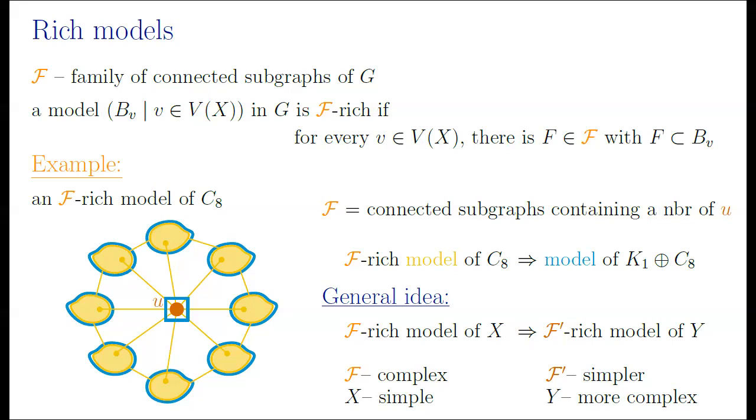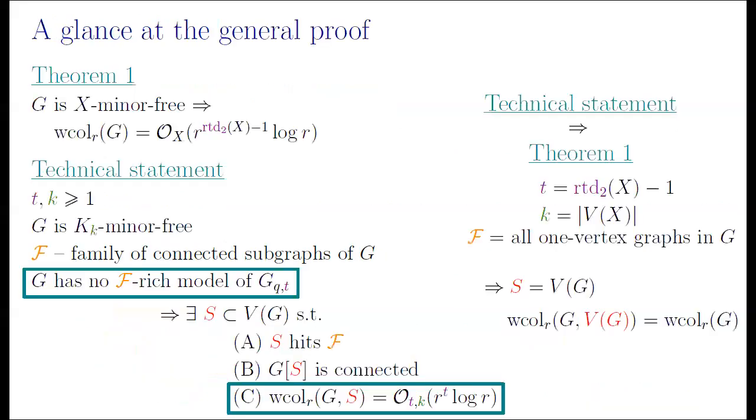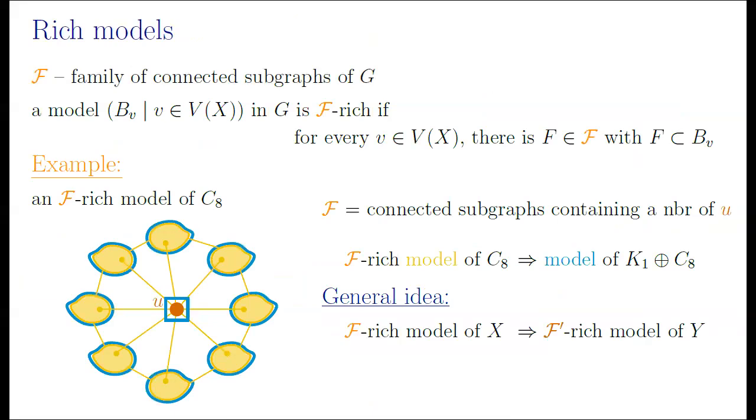Yes, so this is a general idea behind introducing F-rich models and why they are very good in lifting induction statements. Because we start with something very, very complex, I mean this family F, and we go to something very simple, and we saw that in the final application, maybe let me skip to this, in the final application, we take F just all one vertex subgraphs in H. So this is very simple. We go from complex to simple. Okay. Maybe this is enough about rich models, unless there are any questions. Okay.